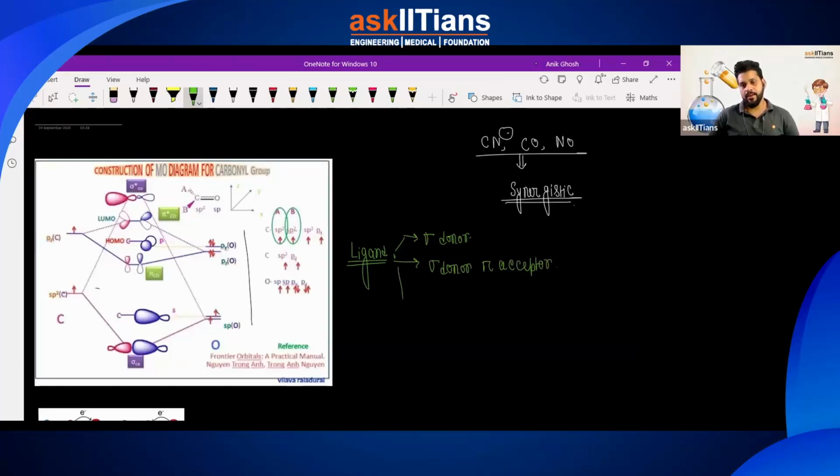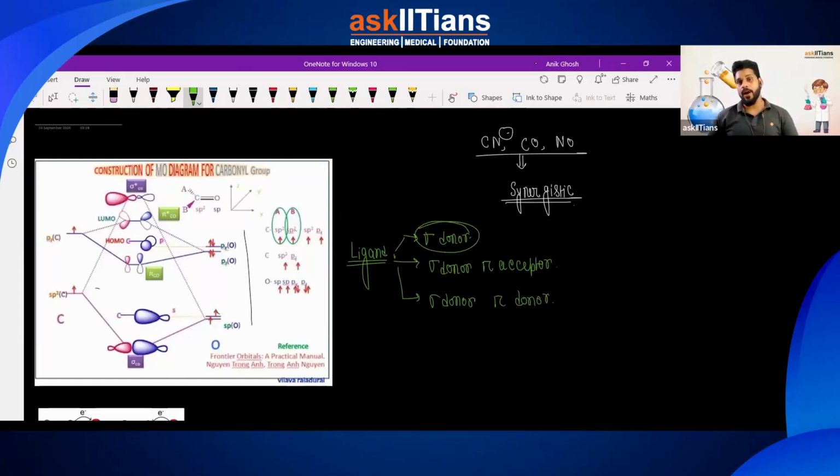Then we have sigma donor pi donor ligand. In our regular classes, guys, I'm going to discuss these things in detail. Right now, all I'm going to tell you is, all you have seen so far is a sigma donor ligand. Like all the ligands that you have seen, they all have made single bonds so far, isn't it? None of them has made a double bond.